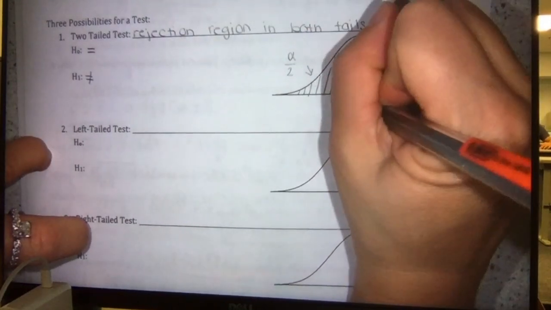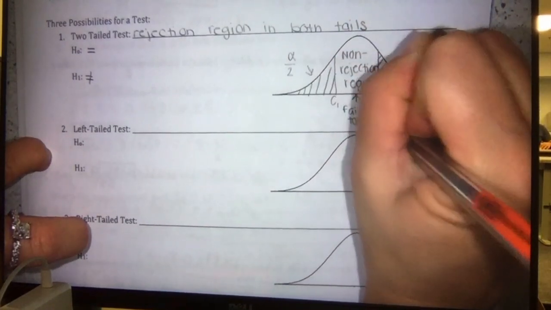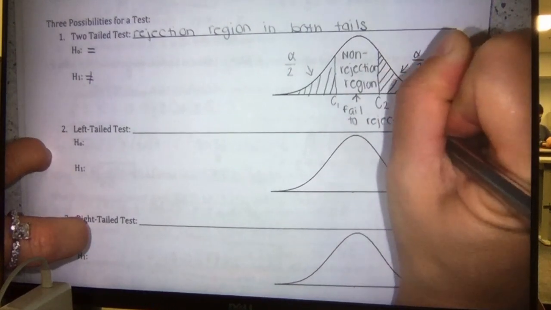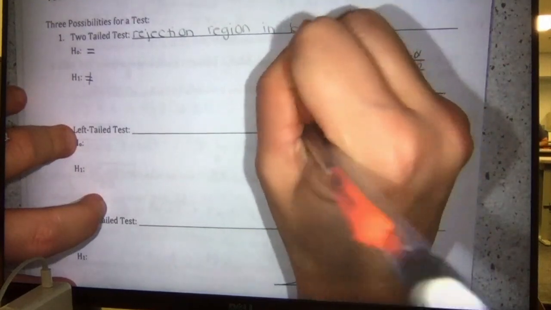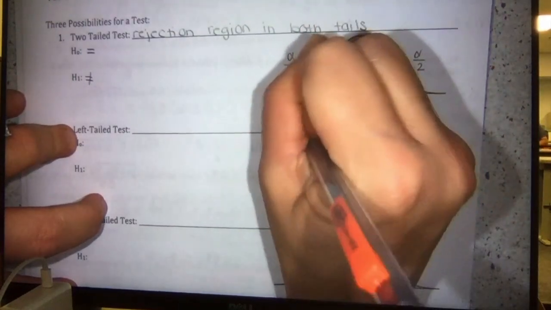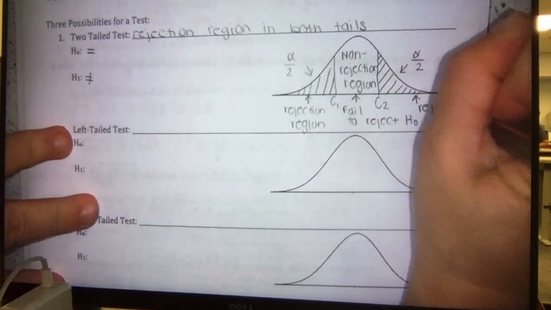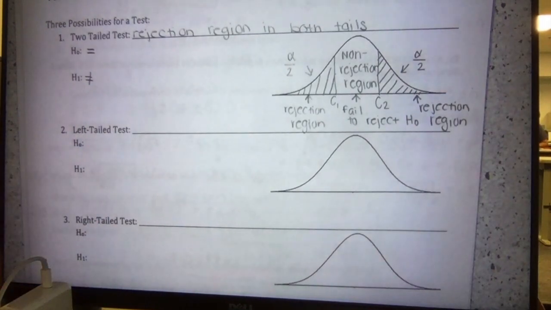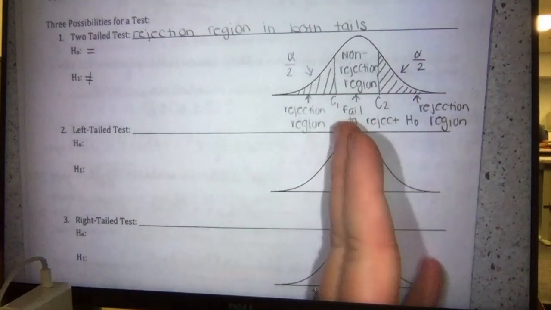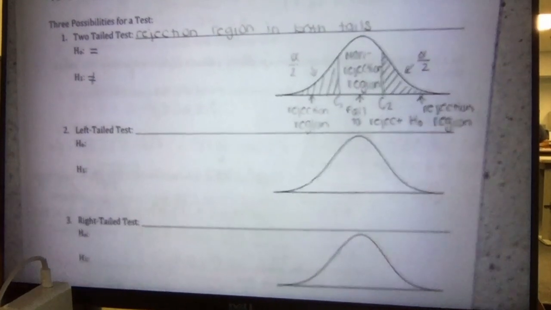Which in the middle is wherever we fail to reject the null, so H sub 0. And then this is the rejection region. So if our answer here lies in the white part, then we failed to reject it. If it ends in the rejection region, then we reject it. So that's a two-tailed test.